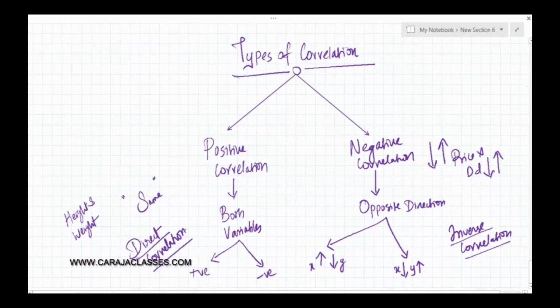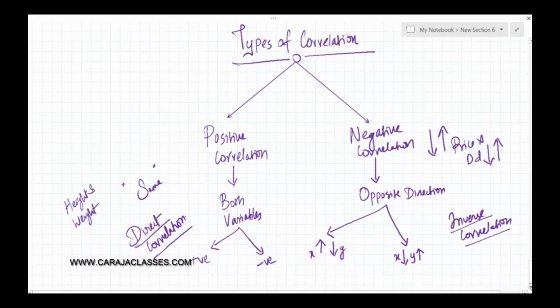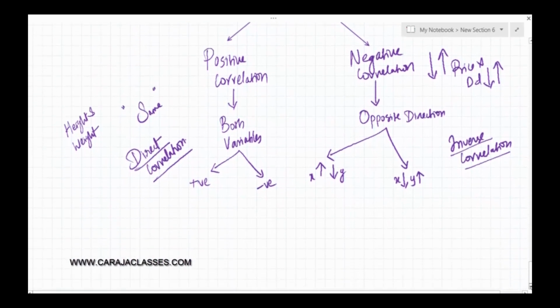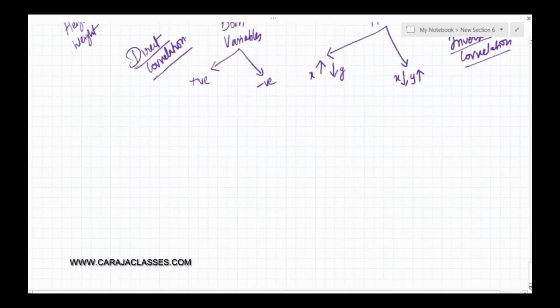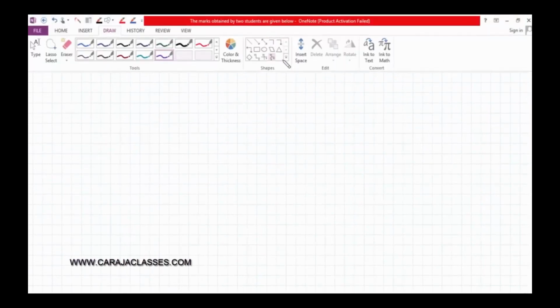So basically we have two types of correlation: one is positive correlation and the other is negative correlation. We also have another category of correlation, and in that the first one is linear correlation and the other one is non-linear correlation. So the first one is linear correlation. So what is this linear correlation?